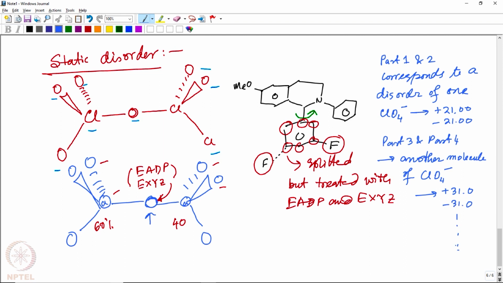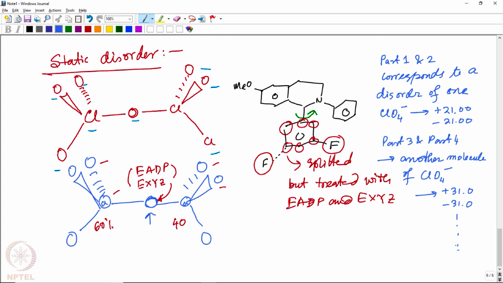If you have a large number of parts to be disordered, a large number of anions, or part of the cation itself, or part of the original molecule disordered, then for as many disordered sections as you have, you should keep on going: plus 31, minus 31, plus 41, minus 41 and so on, and refine them as independent portions which are disordered and are being treated separately.